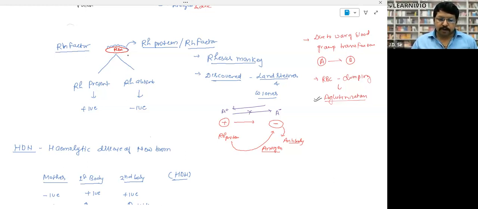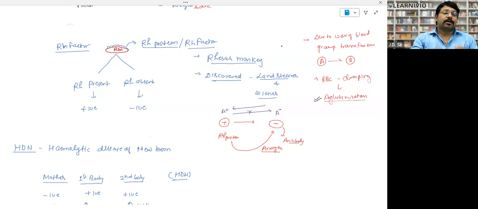So positive blood group can be given to negative one, but negative blood group cannot be given to positive one. Suppose that a person has negative blood group and we give him or her positive blood group, what will happen? And suppose that a person has A blood group and we give him B blood group, or vice versa. So what will happen due to wrong blood group transfusion?